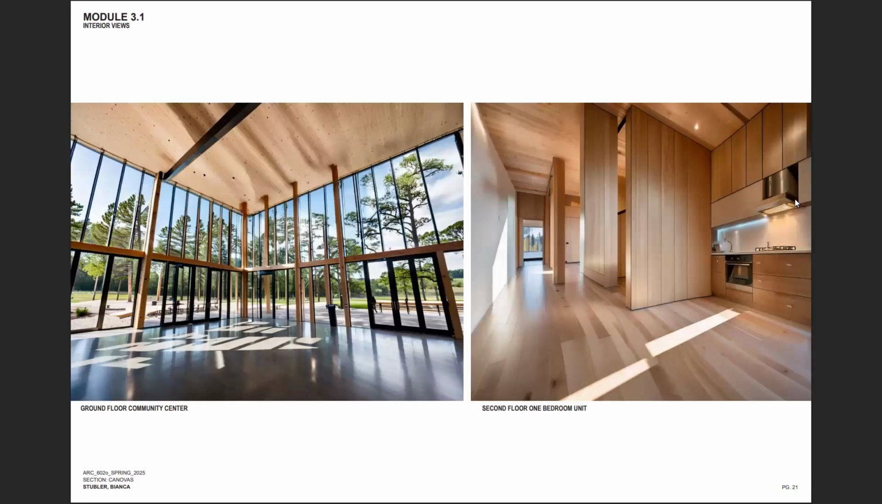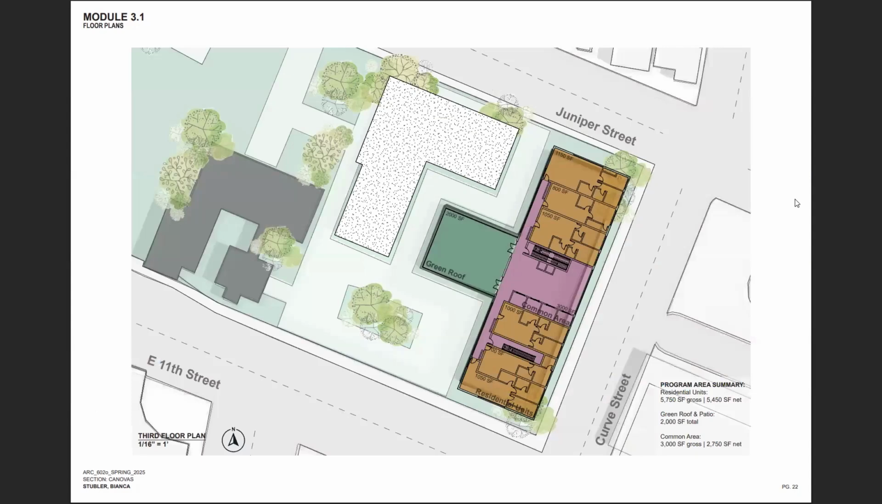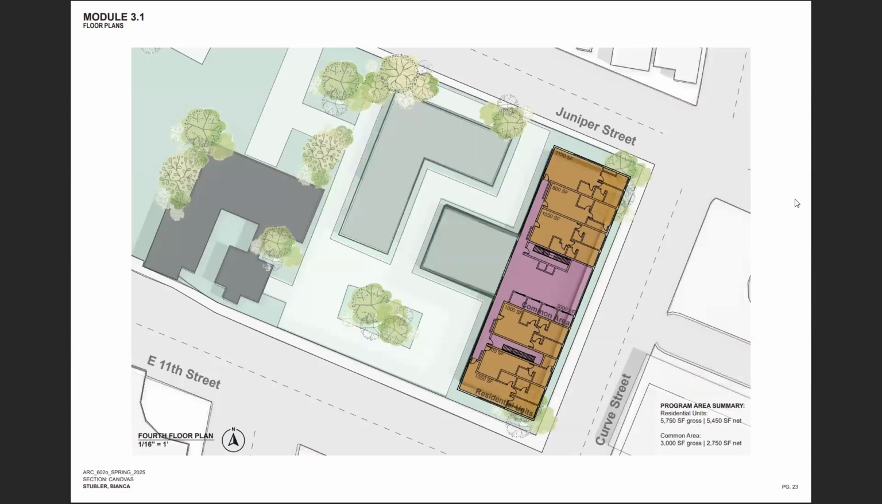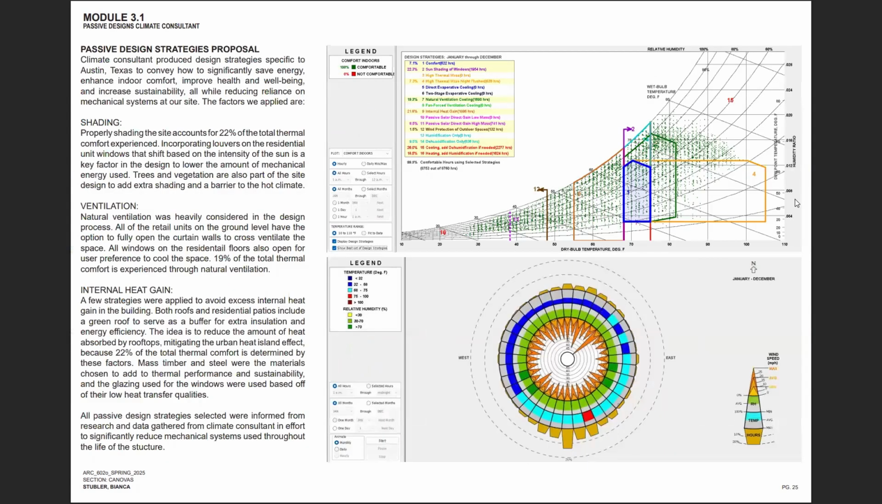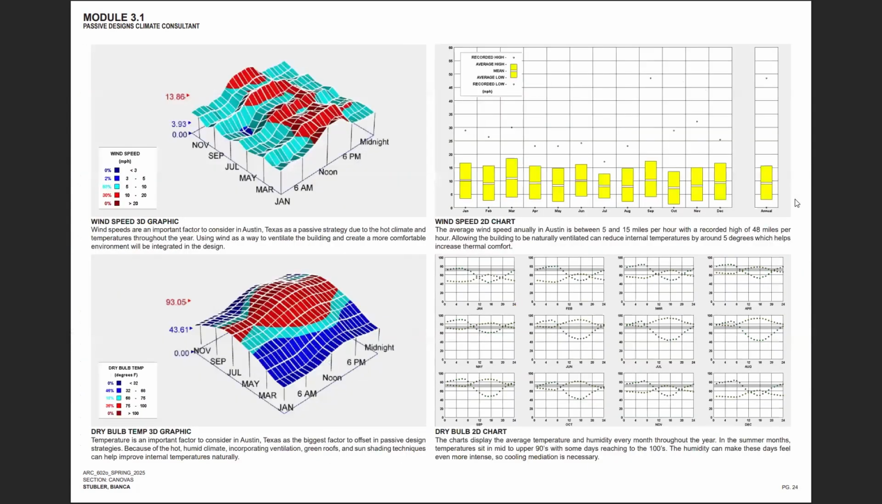And these are just some of the rendered views that I developed over the past few weeks. One showing the community center on the first floor, looking out, and then one showing one of the units. So the structure is mass timber and concrete. And then just going up in floor plan, these are pretty similar to what they were last time. Showing some of the passive design strategies through climate consulting.